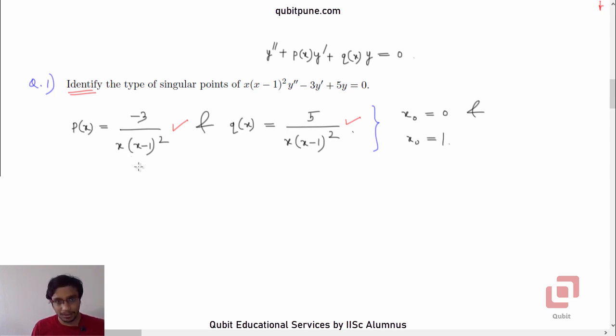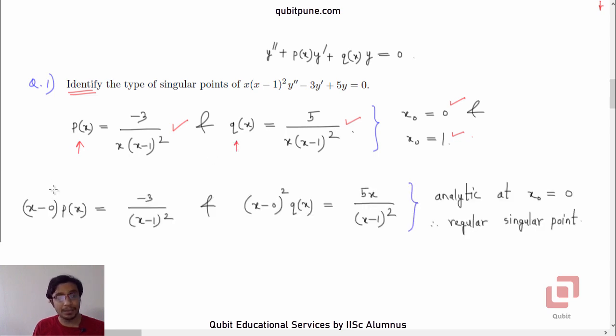Now both have the same denominator, x into (x minus 1) raised to 2, and this function has two zeros, x not equal to 0 and x not equal to 1. Now to check whether 0 is a regular singular point, we should multiply both p of x and q of x by x and x squared respectively, as per our definition.